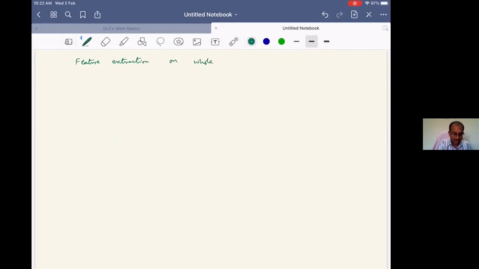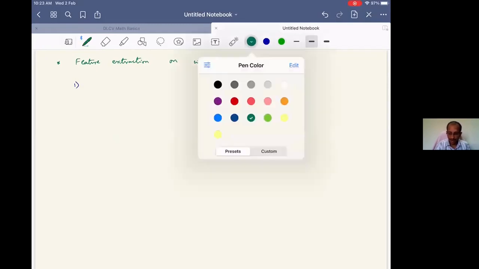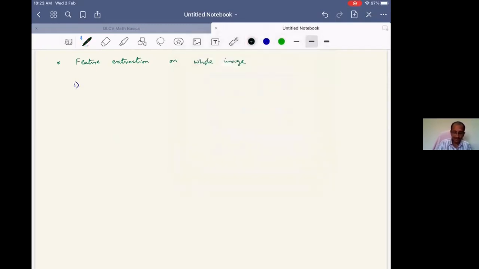Okay, so now let's start. Feature extraction on the whole image. If you want to perform it, what kind of features do you suggest? Any suggestion on what features you recommend when we want to perform feature extraction on the whole image? Give the features that you know. Assume that you have the whole image now here.